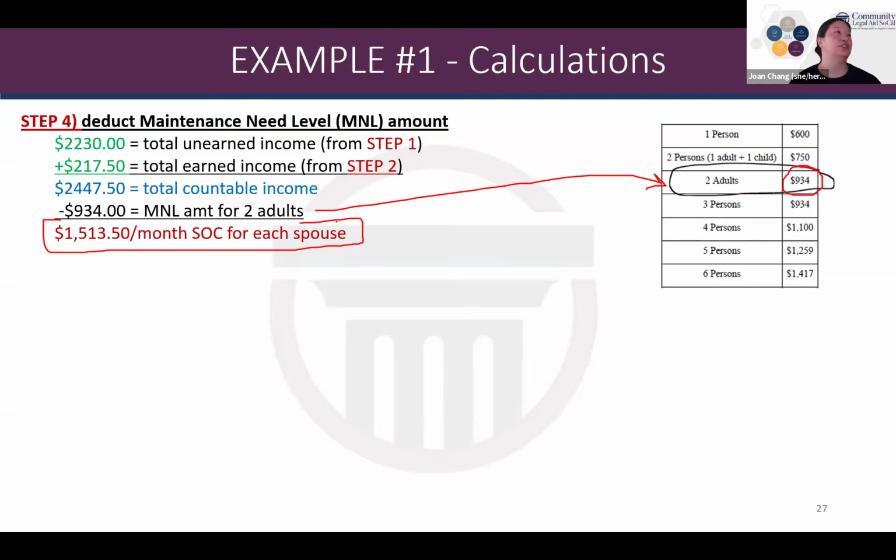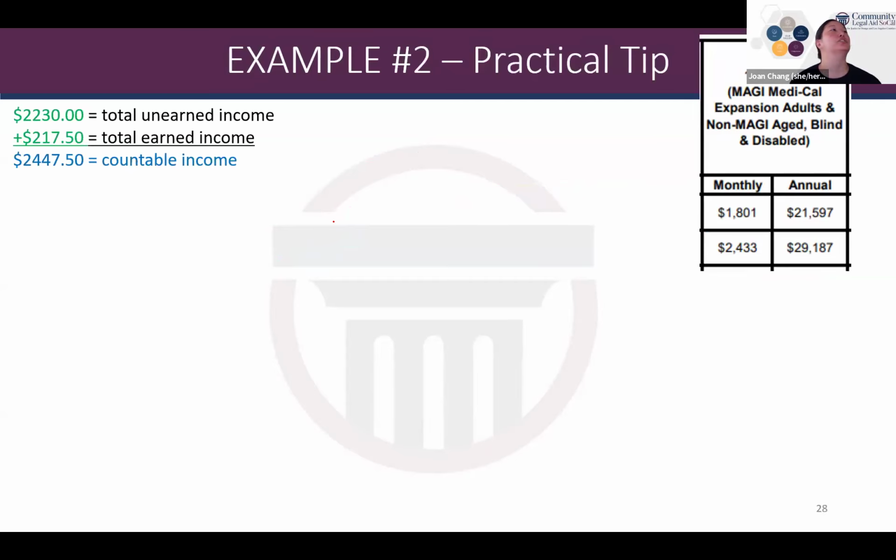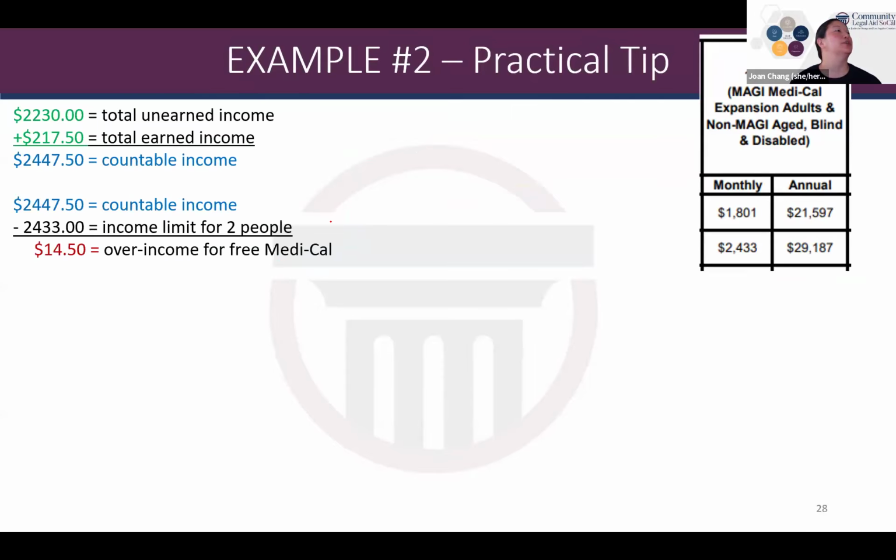But this is some practical advice. Let's look at a practical tip. We're looking at the same numbers here. When I did the math, they're technically here. So this is the income limit for two people for free Medi-Cal. Free.